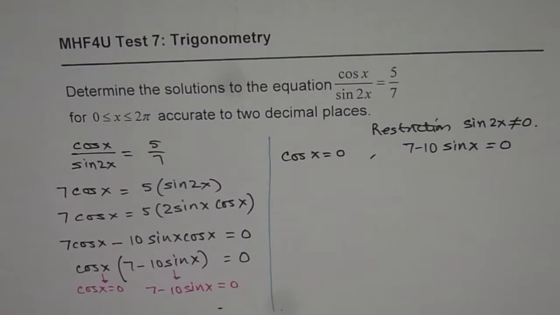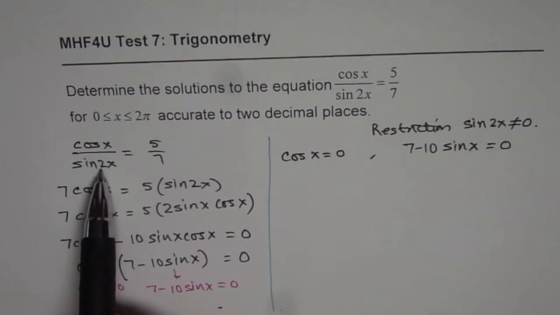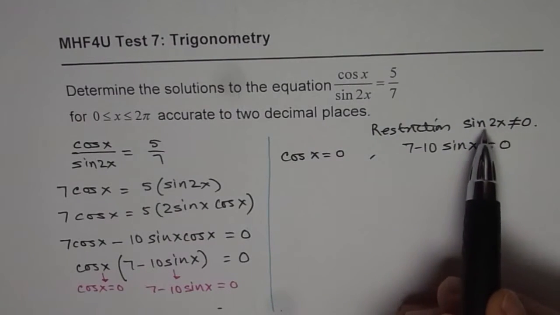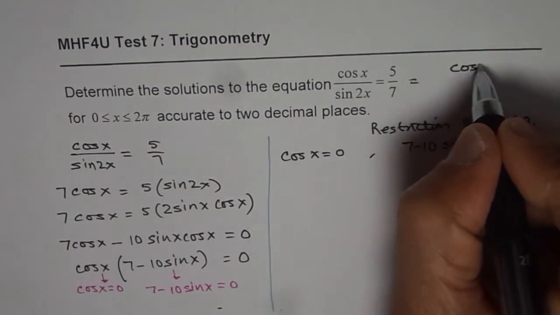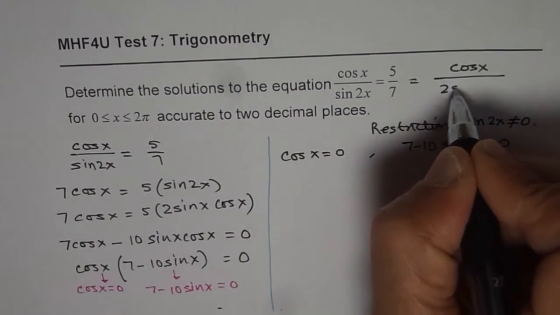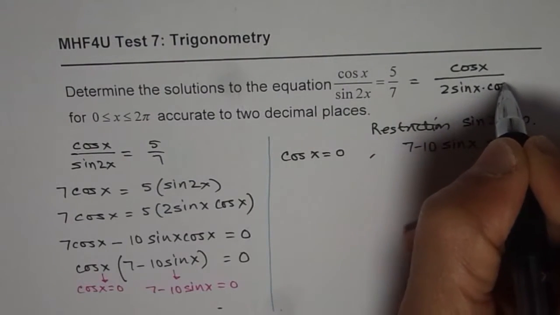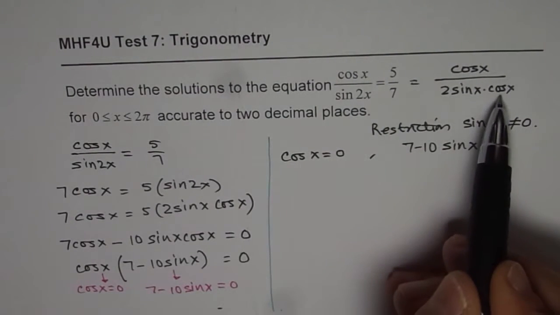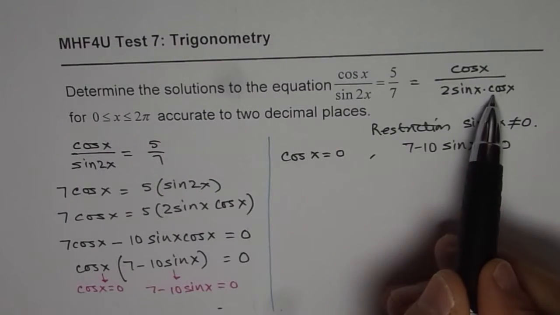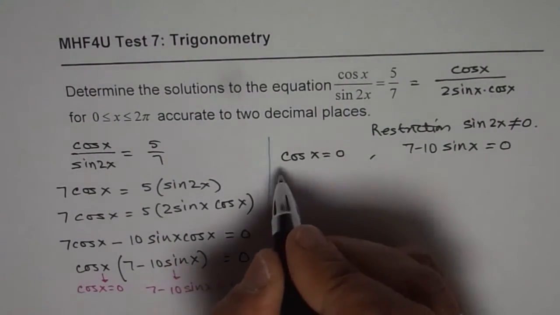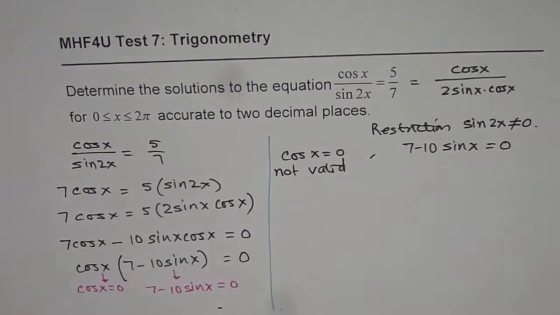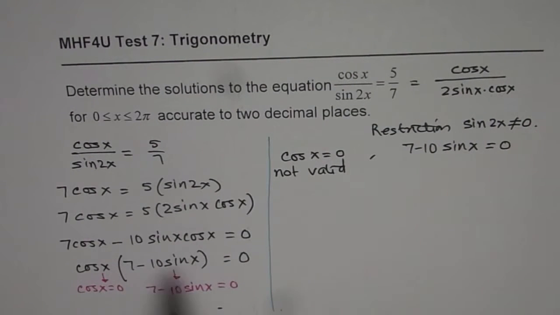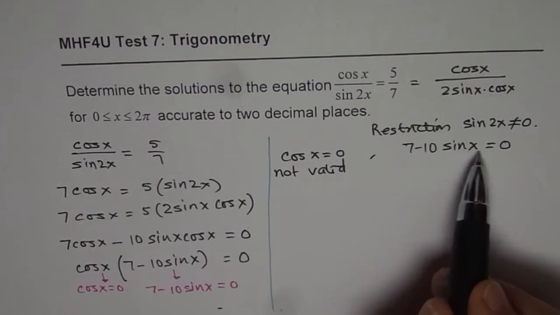Now as you saw here, sine 2x is basically 2 times sine x cos x. So let me write down this question as equal to cos x over 2 times sine x cos x. You see that part. So if cos x is 0, then the denominator will be 0, right? So this solution is not valid since it will make the denominator 0. It is a part of the restriction, correct? So we only have a solution for the second factor, which is 7 minus 10 sine x, okay?